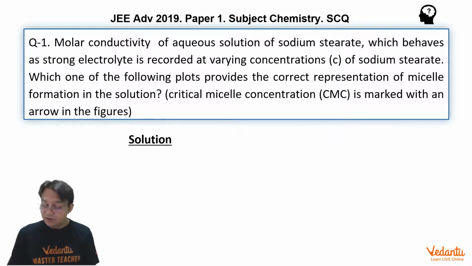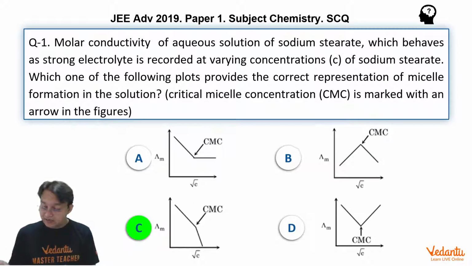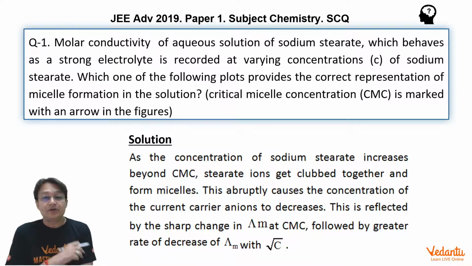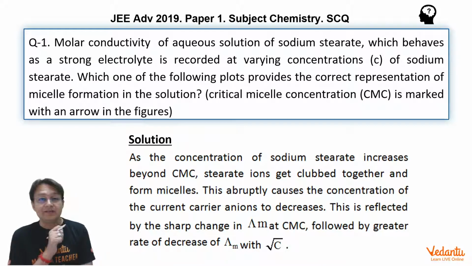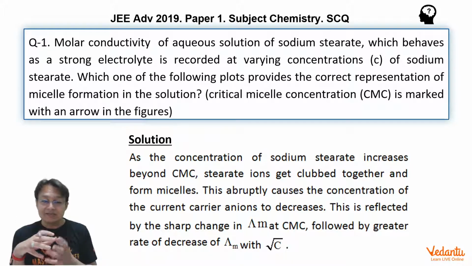Let's summarize this problem. As the concentration of sodium stearate increases beyond CMC, stearate ions get clubbed together and form micelles. This abruptly causes the concentration of the current carrier ions to decrease, and thus molar conductance decreases.